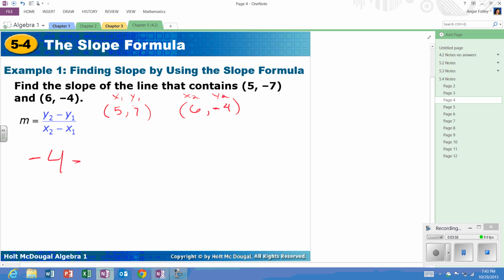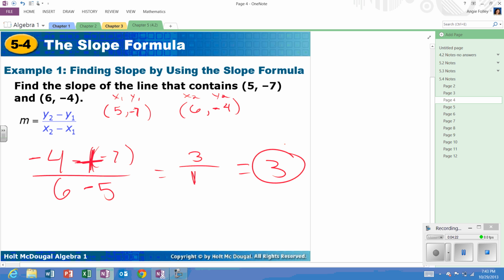Let me see, or wait, negative 7, sorry, I forgot that here. Negative 7, divided by our x2, which was 6, minus our x1, 5. So a negative 4 minus a minus 7 becomes a minus 4 plus 7, which becomes a positive 3, divided by 6 minus 5, which is 1, so your slope is 3.